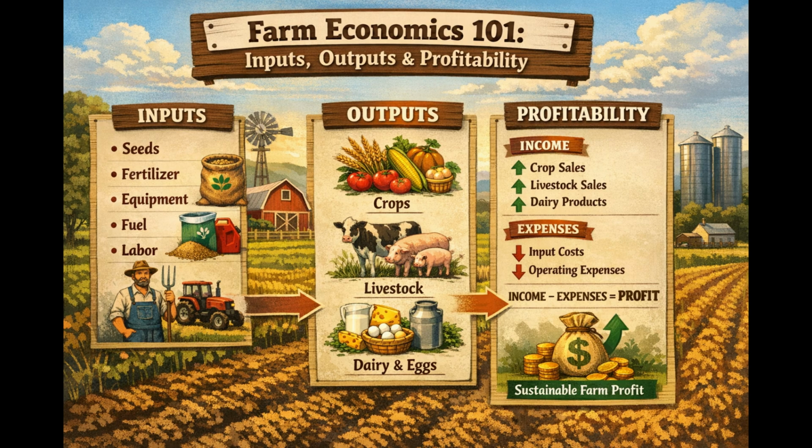In 2021, iceberg lettuce in California was selling for $20 to $30 per carton at wholesale. Growers were making money hand over fist. By early 2022, prices dropped to $8 to $12 per carton.